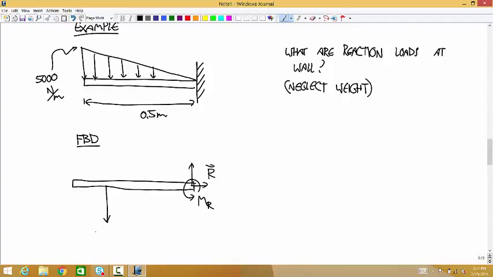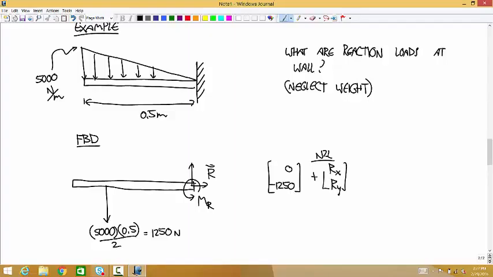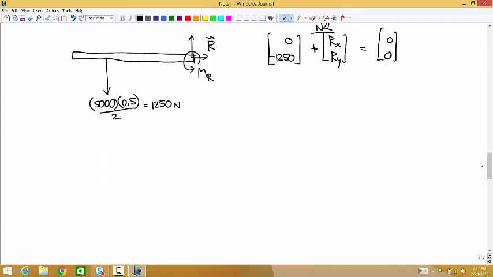The total force is 5,000 times 0.5 over 2. And so that's 1250 newtons. And so Newton's second law says we have a force of 0, negative 1250, plus Rx, Ry is equal to 0. And so the reaction force is 0, positive 1250.